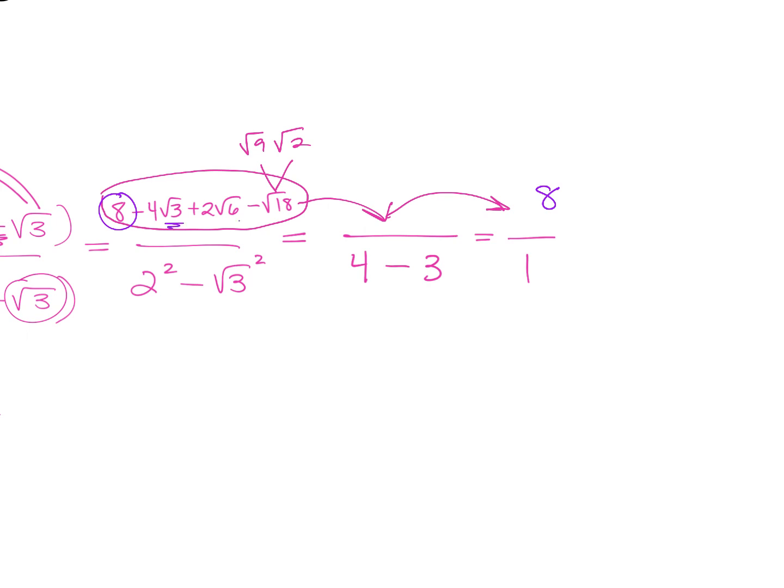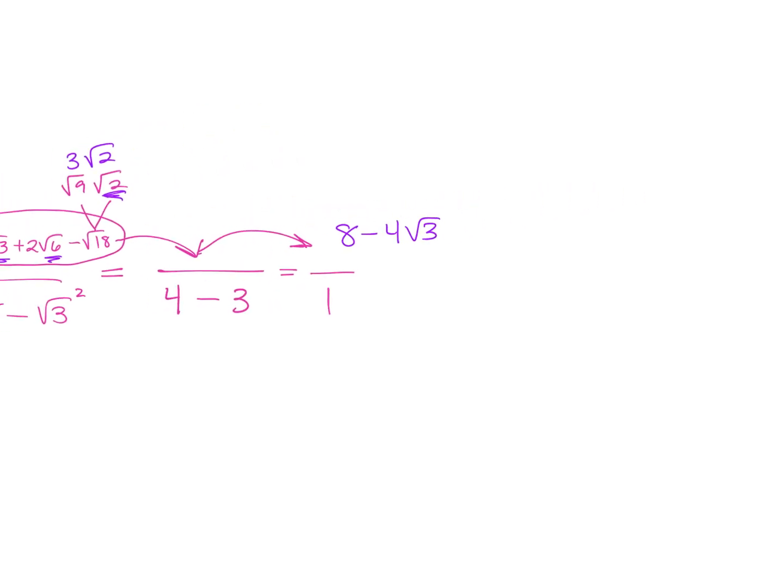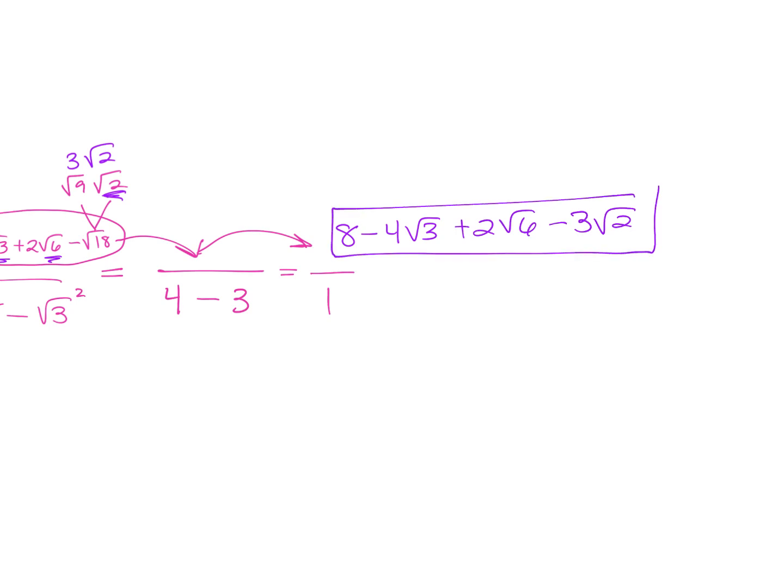Then we have a square root of 3, a square root of 6, and a square root, so this is 3 rad 2, a square root of 2. None of those are combinable. So your answer is going to be 8 minus 4 rad 3 plus 2 rad 6 minus 3 rad 2. And there's nothing else you can simplify about that. It's all over 1, so you don't need to put it over 1. Just leave it like that.